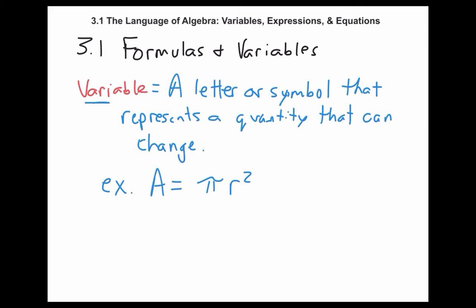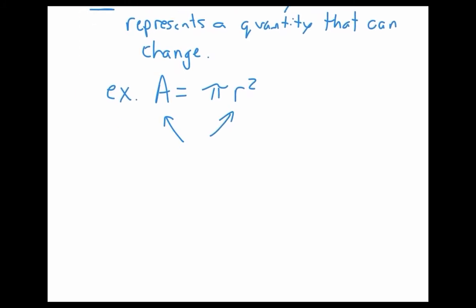Well, is A a variable? Yep, it represents a quantity. It represents the area of a circle. Could the area of a circle change? Yep, big circle versus small circle. What about pi? Variable, not a variable? Nope, because it can't change. It represents this number 3.14159, etc. It doesn't ever change. But the other variable in there is the r, because r can change. The number 2, that doesn't change either. That's a constant. So variables.